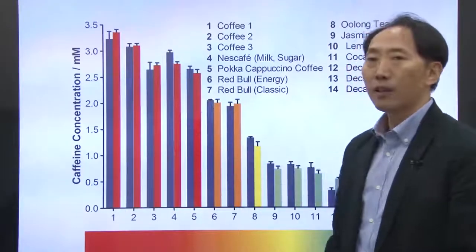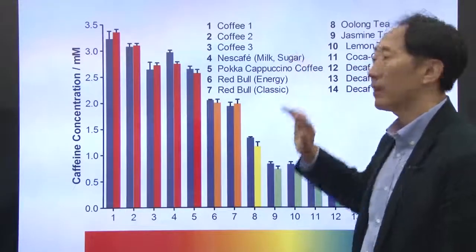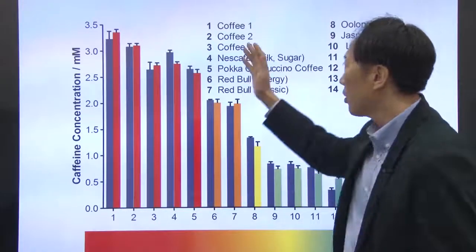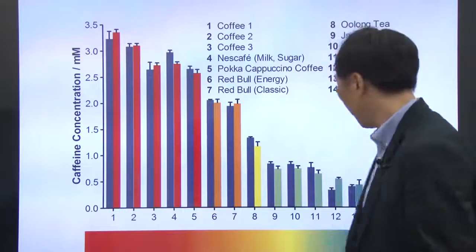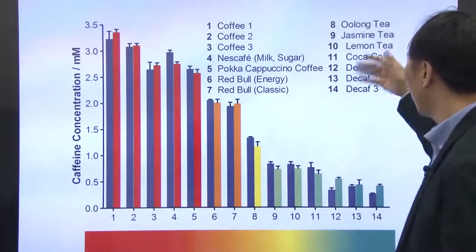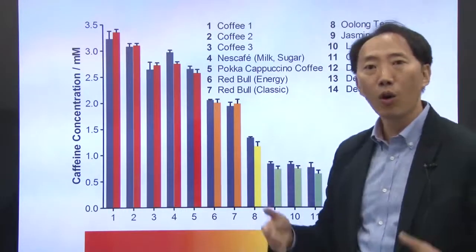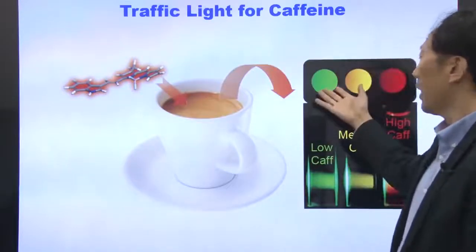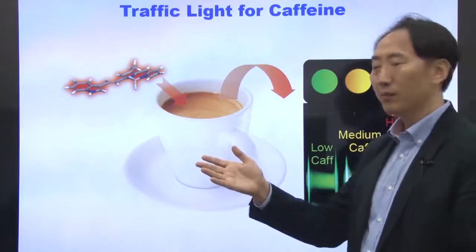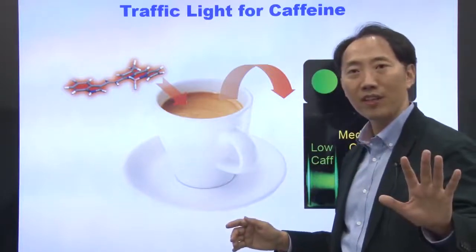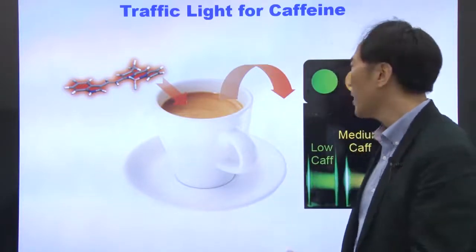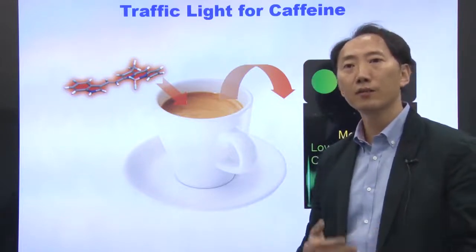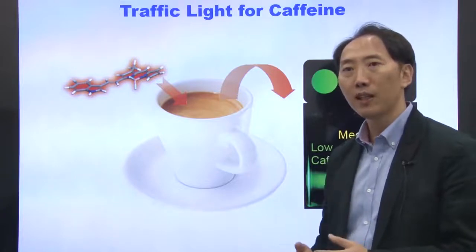Different kinds of coffee from different shops, maybe Nescafe or cappuccino, with sugar or milk, all of them show red color. If they are decaf coffee, regardless of where they are from, all of them show the green color. At this level, you can say, if it's green, go ahead, you can drink. If it's red, then stop and think again whether you can drink it or not. This level of useful sensor development is our purpose in making useful sensors.